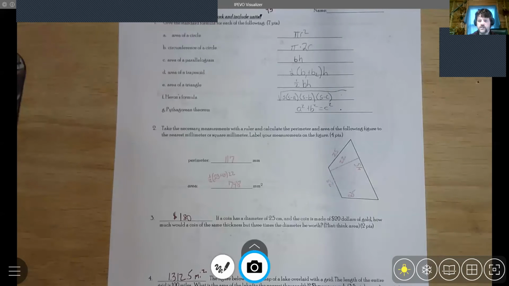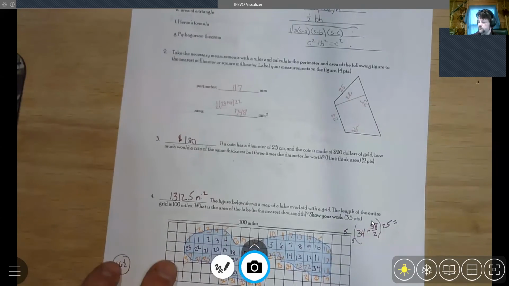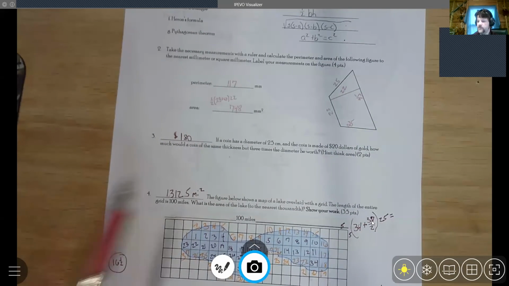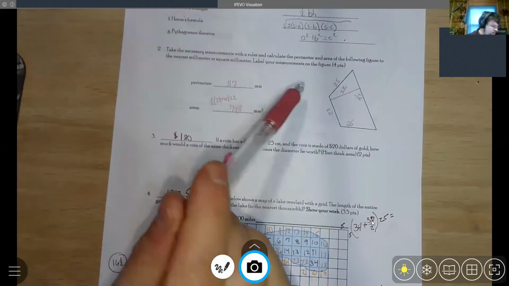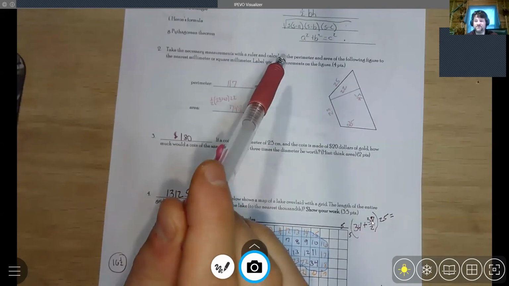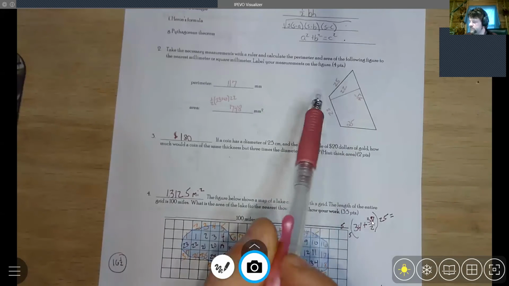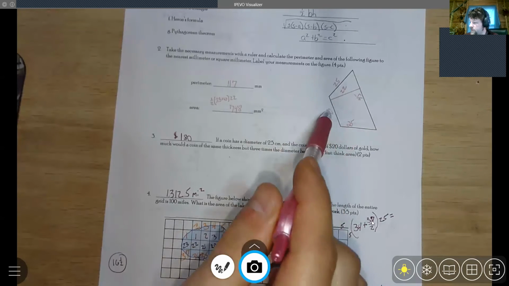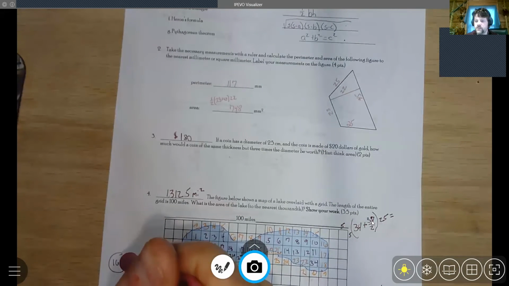All right, we've got the formulas on the top. You can look those up if you need to. In this problem here, we needed to find the perimeter and area of this trapezoid. For perimeter, we're just measuring the four sides in millimeters.